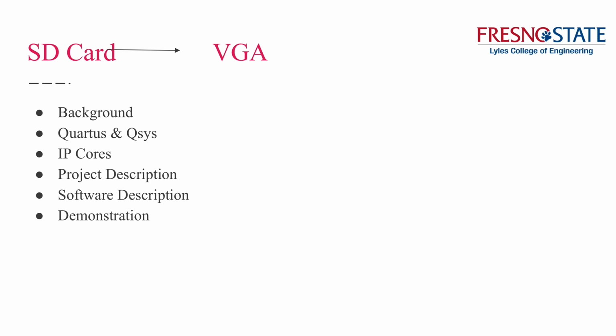For my project, I decided to take a text file from the SD card and display it using the VGA output of the DE2-115 board. I'm going to talk quickly about the background of the DE2 board, Quartus and QSys, and how we use that in my project. I'll talk about some specific IP cores, then give a quick project description with the block diagram, and then a software description that talks about the algorithms and the flowchart, and I'll finish with a demonstration.